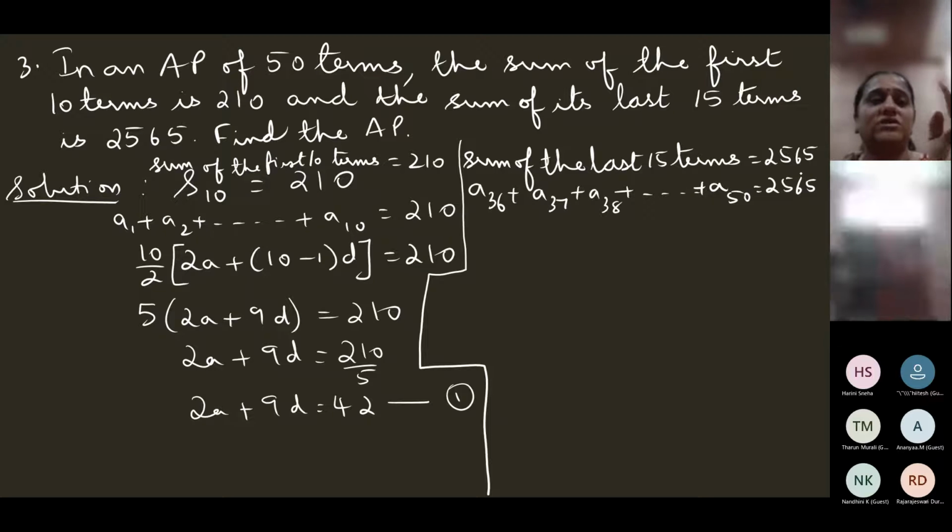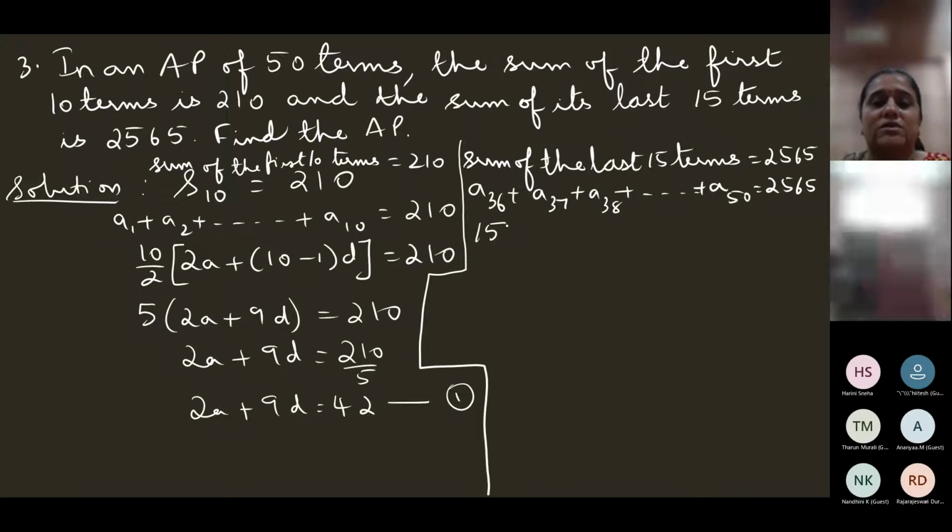You count 36, 37, 38, 39, 40, and then till 50, you have 15 terms. Now n by 2. How many terms are here? N is not 15. N is not 50. N is how many terms you are adding. N stands for how many terms you're adding up, or finding the sum of how many terms.